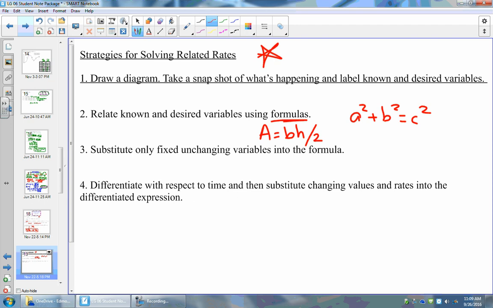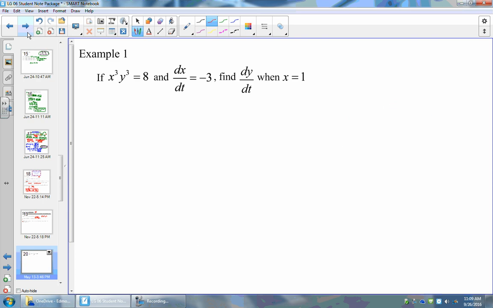Substitute only fixed unchanging variables into the formula. That's not going to make any sense to you just yet, but you can go back to that and it will. Then differentiate with respect to time, which we just talked about, and then substitute changing values and rates into the differentiated expression. These two steps are really helpful, and I'm going to come back to them a little bit later.